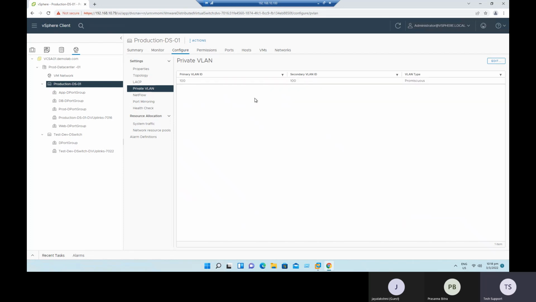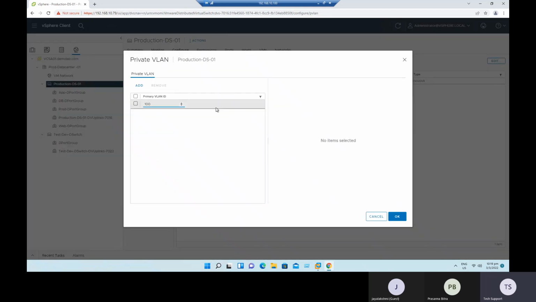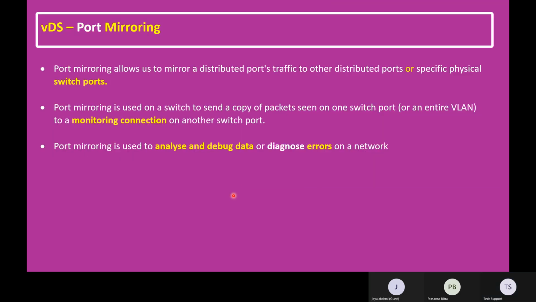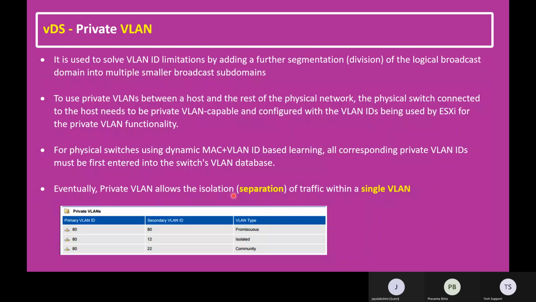Suppose I want to add one more secondary VLAN under the same primary VLAN ID. Just click on edit, select the primary VLAN ID, and on the right side you can see the primary VLAN ID is always one, and under one primary we can create multiple secondary. Like in our previous diagram, I mentioned primary VLAN is 80. Within one primary VLAN, we can create multiple secondary and different types of VLANs. So the same lab I'm going to do now.